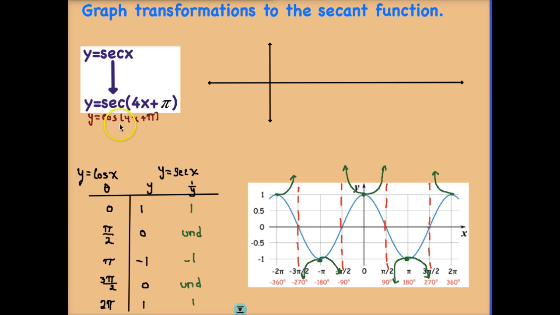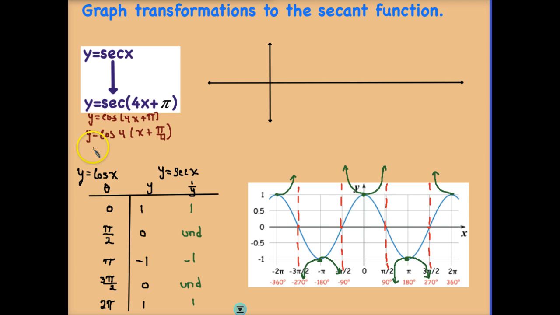Well, in order to sketch the secant, we need to first sketch the cosine. So, let's look at what we have. We have 4x plus pi. We need to determine the period, so we need to factor out that 4. When we do that, we get 4 times x plus pi divided by 4, which would be pi over 4. Now we're ready to determine our amplitude, period, phase shift, vertical shifts, whatever we might have.